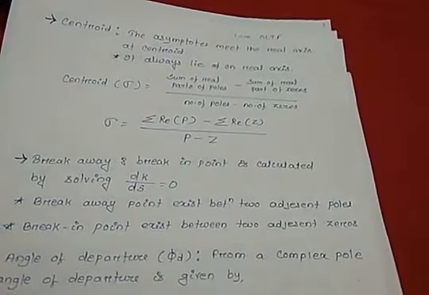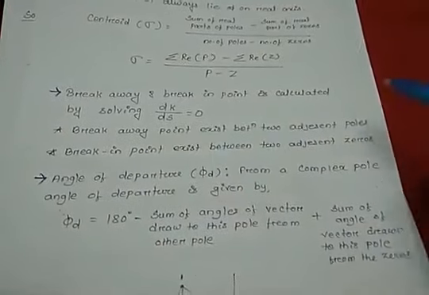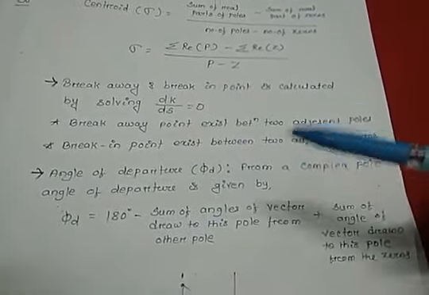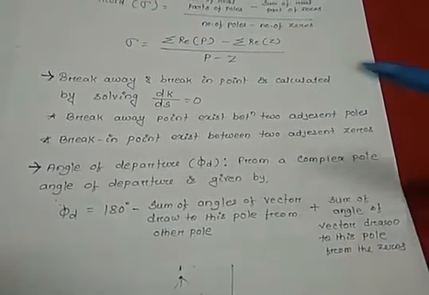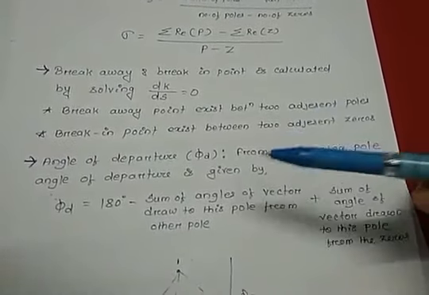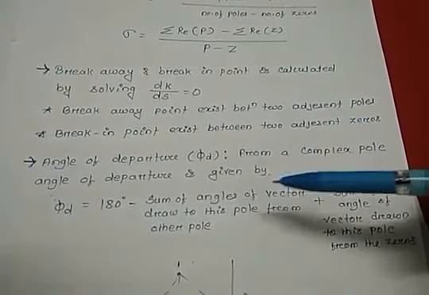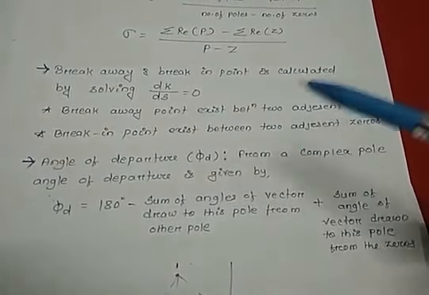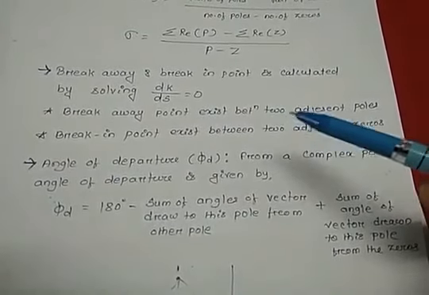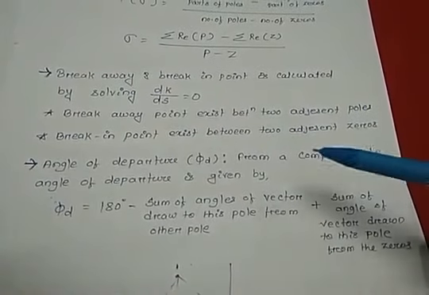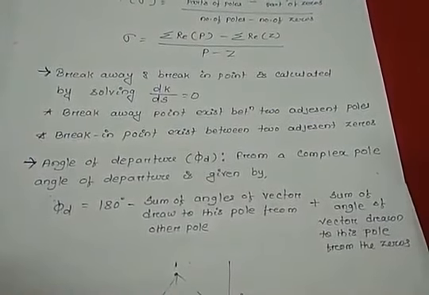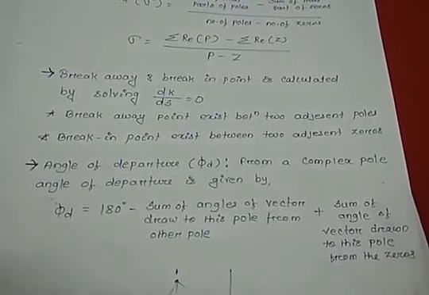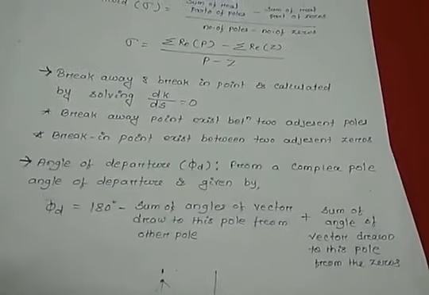Then next is to find the breakaway and break-in points, calculated by solving dK/ds equal to 0. That means we have to find the unknown gain K, differentiate with respect to s and equate to 0, so that we will get the value of the breakaway point. The breakaway point exists between two adjacent poles and the break-in point exists between two adjacent 0s. That means the breakaway point exists within adjacent poles and the break-in point exists within adjacent 0s.